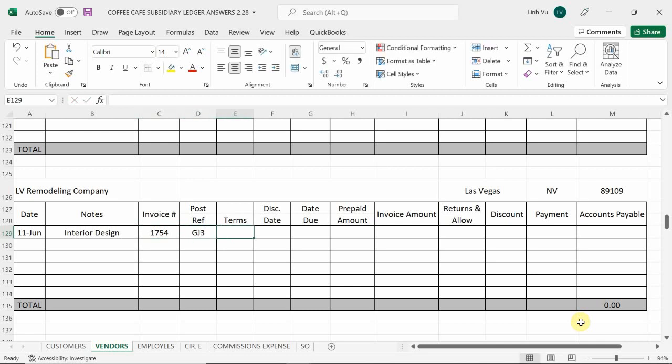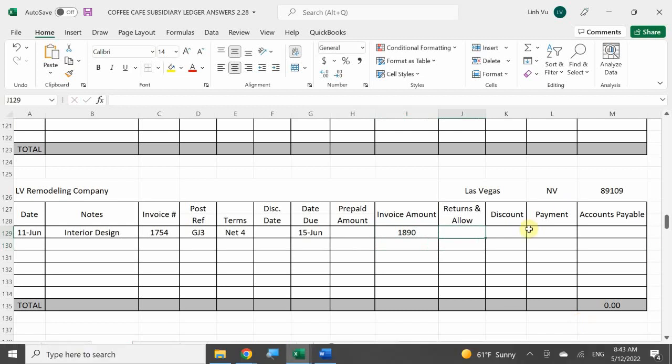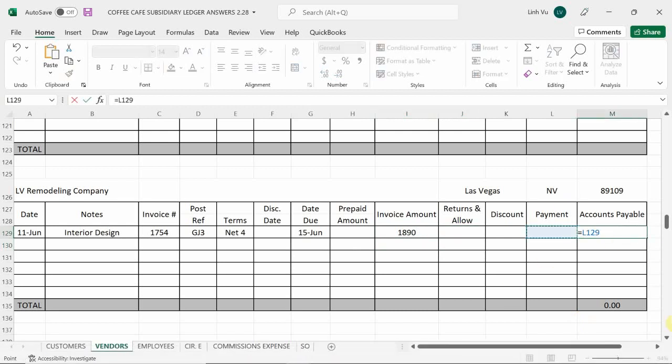Did they give me terms? Yes. Net 4. Okay. No discount because they just gave me only 4 days to pay this. So in this case, we already know the date. It's the 15th. Okay. For how much? $18.90. And I still have to pay it. So plug in your formula. It should show you that you owe $18.90 to LV Remodeling.